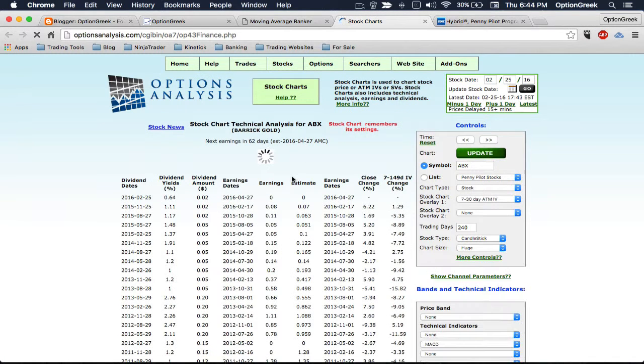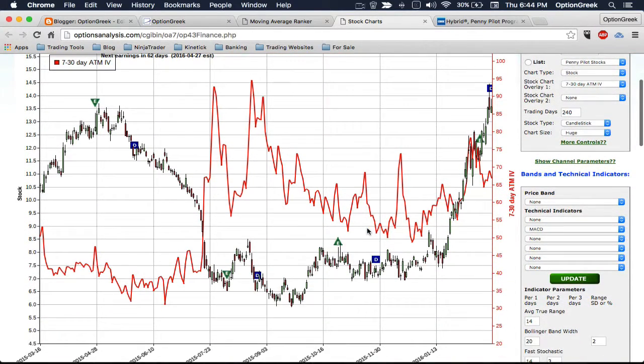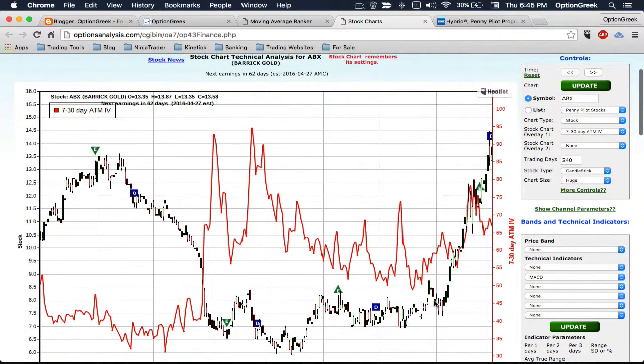Just wait for the program to load up here. We know a couple of things from this right now. This chart shows that the stock has been rapidly climbing since about the middle of January of 2016. So we've got an acceleration here in gold prices.